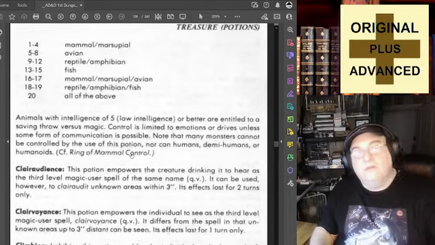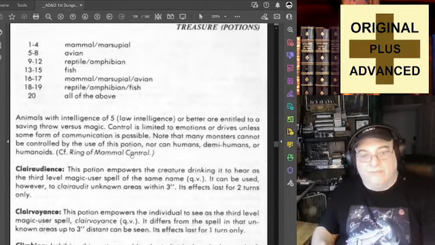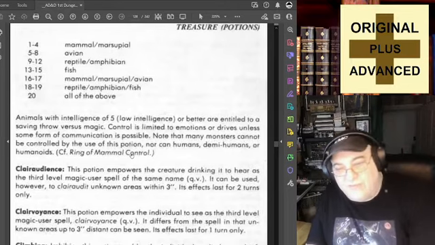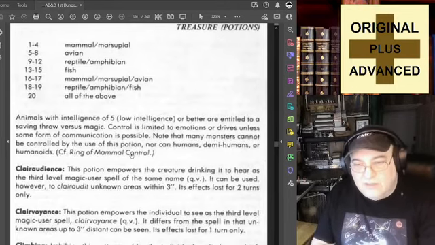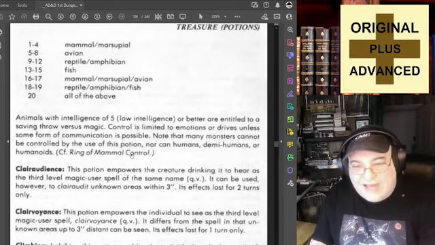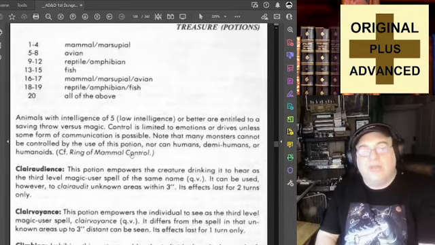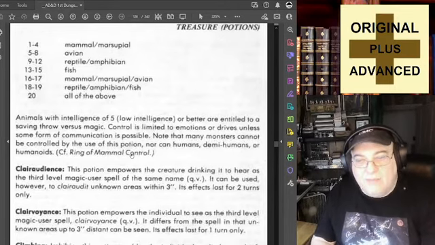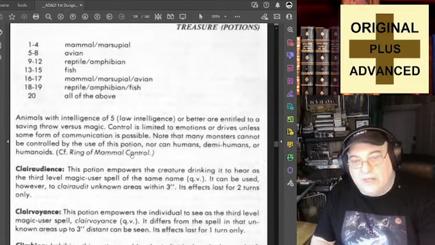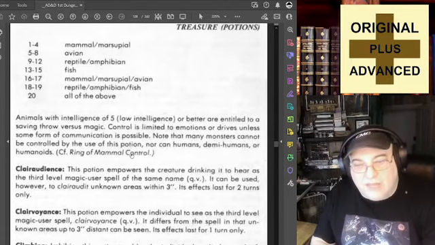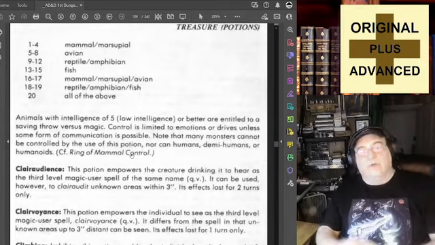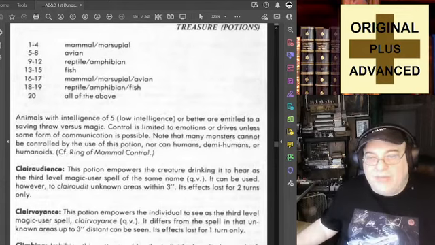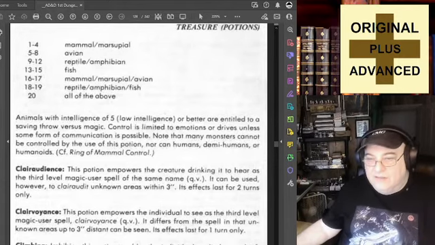And 20, it'll control just any of the above. Animals with intelligence of 5, low intelligence, or better are entitled to a saving throw versus magic. Control is limited to emotions or drives unless some form of communication is possible. Note that many monsters cannot be controlled by the use of this potion, nor can humans, demi-humans, or humanoids. So keep that in mind. It is not going to do a lot.